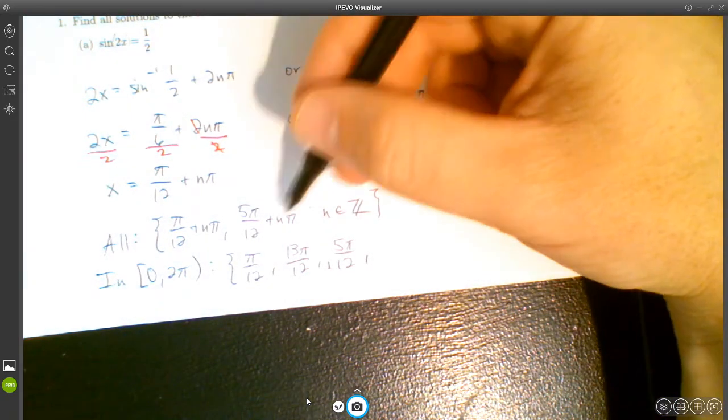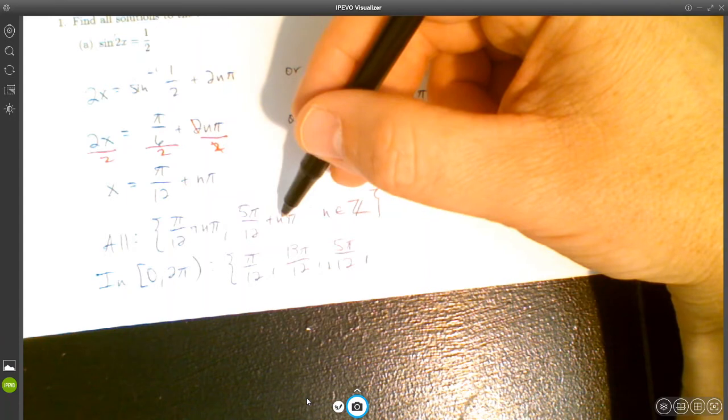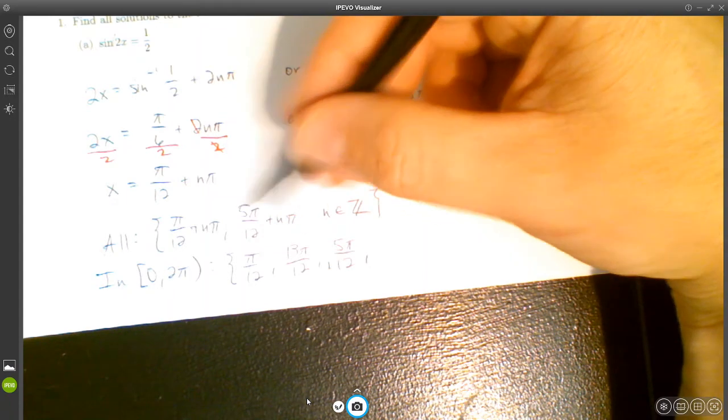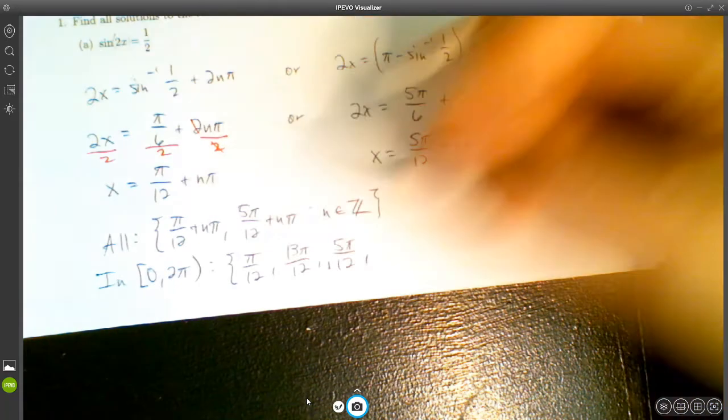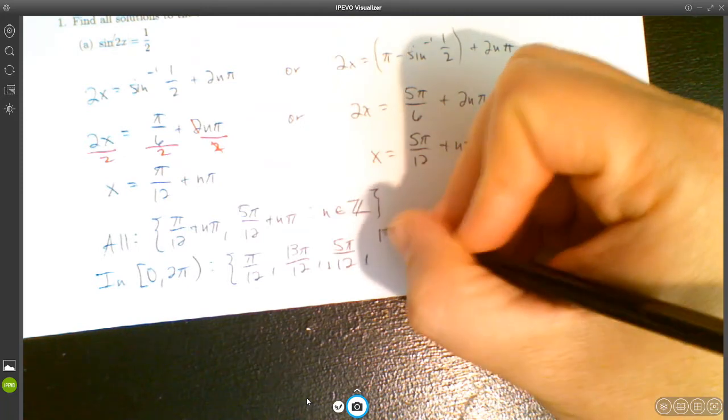If I plug in 1, I get 5 pi over 12 plus pi. Pi, again, is 12 pi over 12, so that would be 17 pi over 12. That's still in the interval, right? 2 pi is like 24 pi over 12, so 17 pi over 12 is still in there.